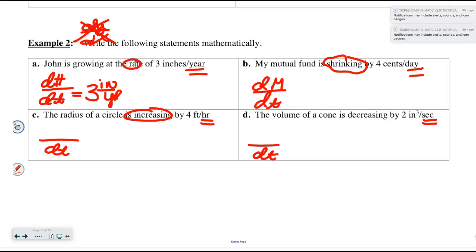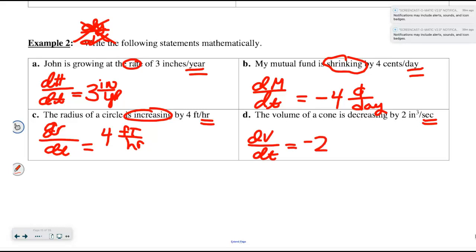So if it's a radius, call it dr dt. If it's a volume, call it dv dt. If it's a height, call it dh dt. All right? And then keep track of whether things are increasing or decreasing. Shrinking is going to be a negative rate of change. This guy right here is increasing, so it'd be a positive rate of change. And my volume right here is decreasing, so it'd be a -2 for my rate of change. So you're going to be setting those up, and you're going to have multiple ones within the same problem. Does that make sense? So we're going to start really slowly.